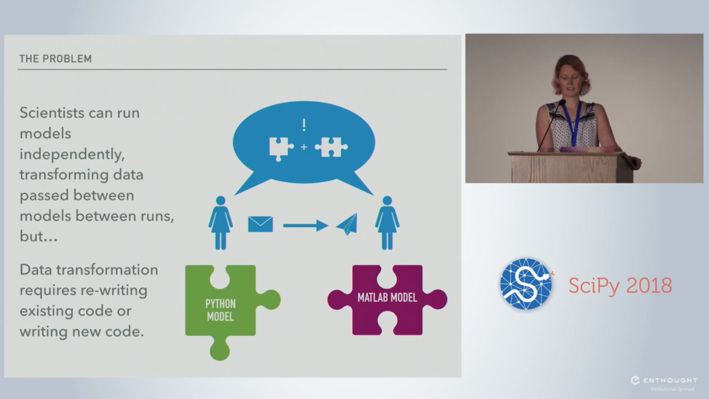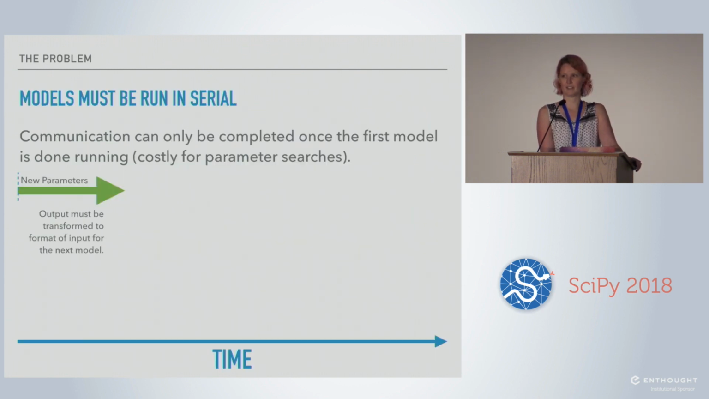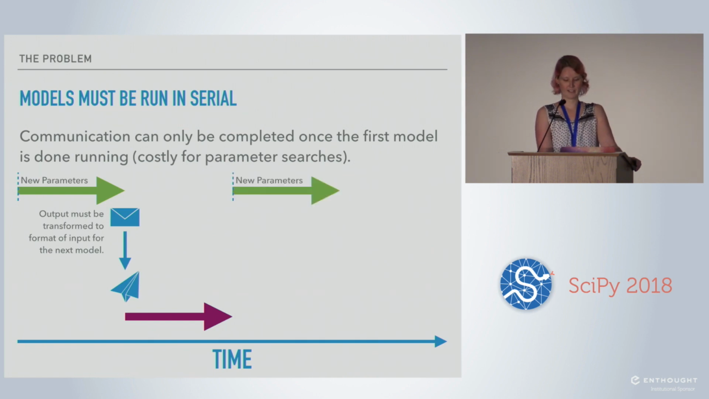In addition, this requires running the models in serial. So you have to run on one set of parameters with your first model, run the transformation, then run your second model, which is fine if you're only running on one set of parameters or maybe two. But if you're doing a parameter search, which is often the target of these kinds of models, then this quickly becomes a time-consuming process that is really not computationally efficient.